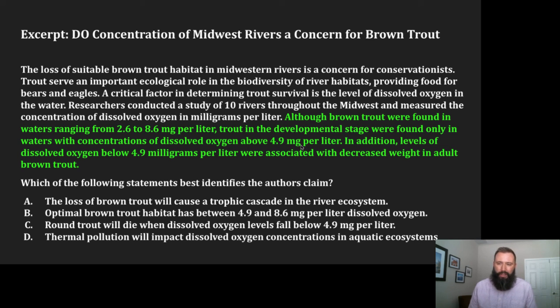adult brown trout. Think about this. That adult brown trout is not living within its optimum range. I know that because the weight is decreased below that. So the only one that really works and fits into this has got to be the answer B. All of the other ones don't necessarily work out.